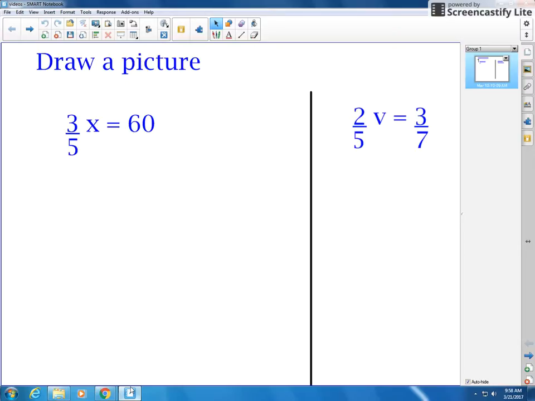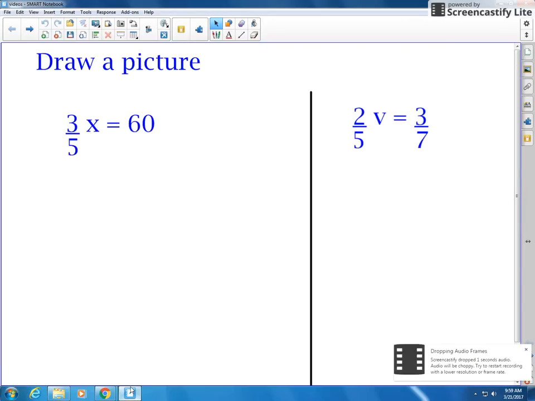If you've been watching all the videos, I say drawing a picture last, because drawing a picture will only work if you have your X tiles on one side and your unit tiles on the other side. So it's a nice way because it's a visual, you can see it, and it's probably very familiar to how you have learned in the past. So I'm going to start with 3/5 x equals 60.